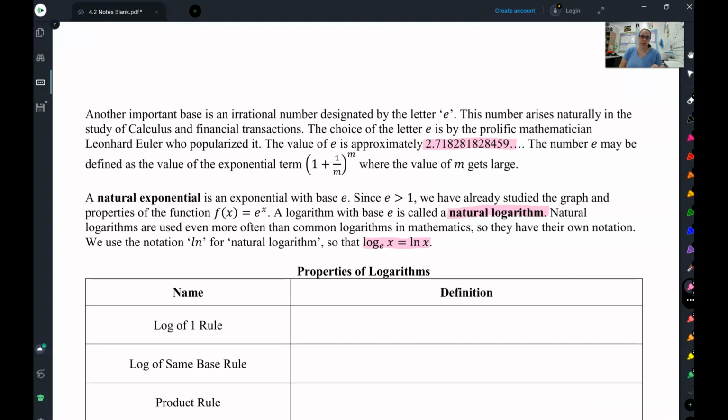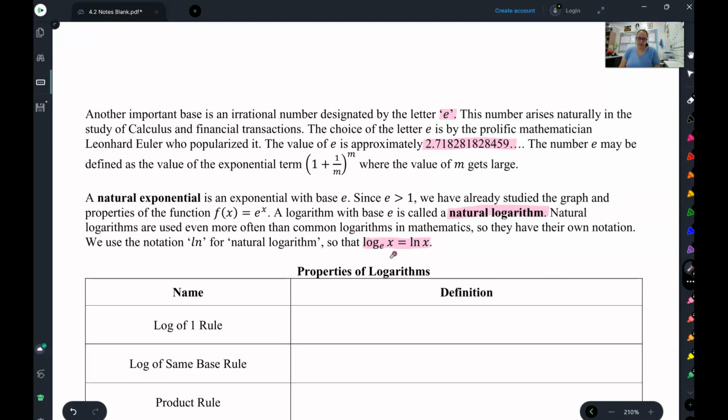Basically, mathematicians and scientists noticed that this 2.7 number kept coming up in calculations all the time. So they said, since this number goes on forever, let's just give it a name instead of writing it over and over. They called it e. Anytime you see an e, just know it's not a variable, it's actually a number, kind of like pi is.